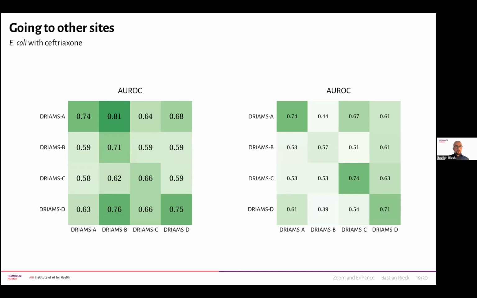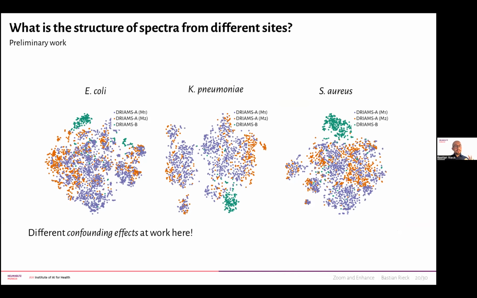Now, zooming into this, we of course wanted to figure out what is going on. And this is, I have to say, really preliminary work. We tried to submit this to last year's MLHC conference, but it didn't work out, unfortunately. What we wanted to look at is the structure of spectra from different sites. Can we say something about this, and can we maybe adjust this here? Can we observe confounding factors? Now, again, our 3 priority pathogens here: E. coli, K. pneumoniae, and S. aureus. And now 3 different colors, which I hope you can distinguish. One is for DRIAMS B, so for one other site, the green one.